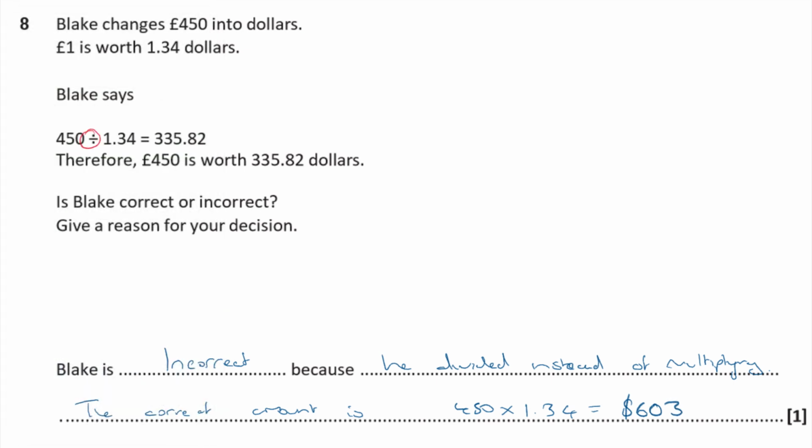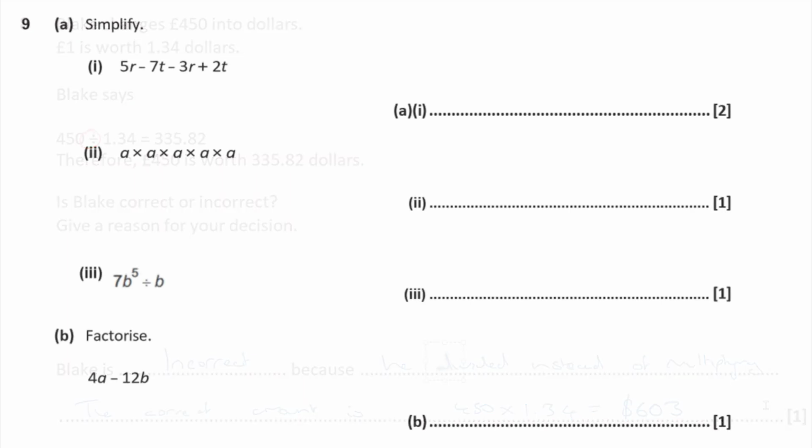Okay, it's probably overkill. Probably don't need to work it out. Just to say that you would, if you divide instead of multiplied, is probably enough. But anyway, I've worked it out. Should have got $603.